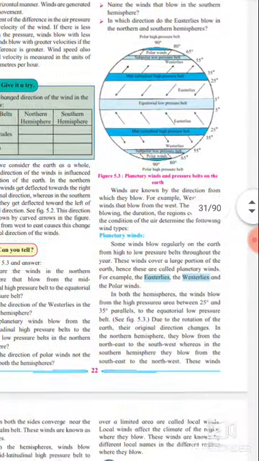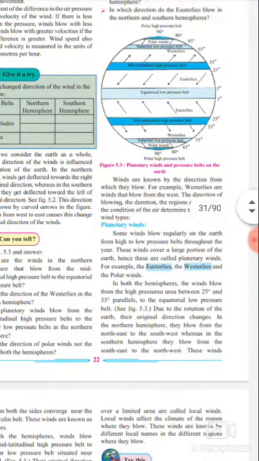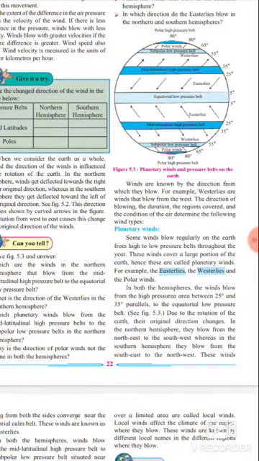And then winds are known by the direction from which they blow. Winds are given names according to the direction from which they flow. For example, westerlies are winds that blow from the west. Then the direction of blowing, the duration, the regions covered, and the conditions of the air determine the following wind types. There are so many wind types, according to how they flow. That means from the direction they are given different names.